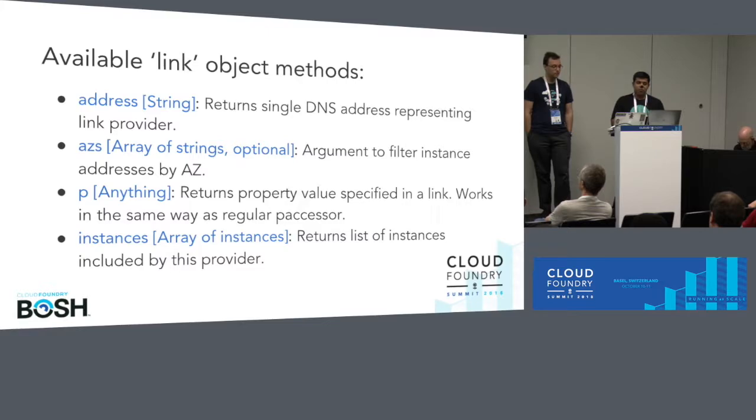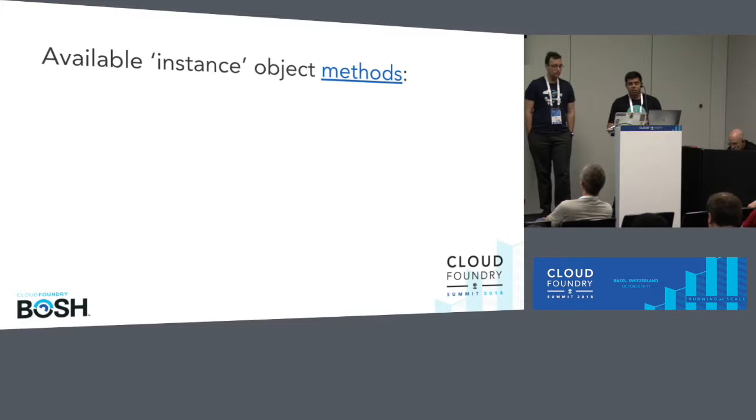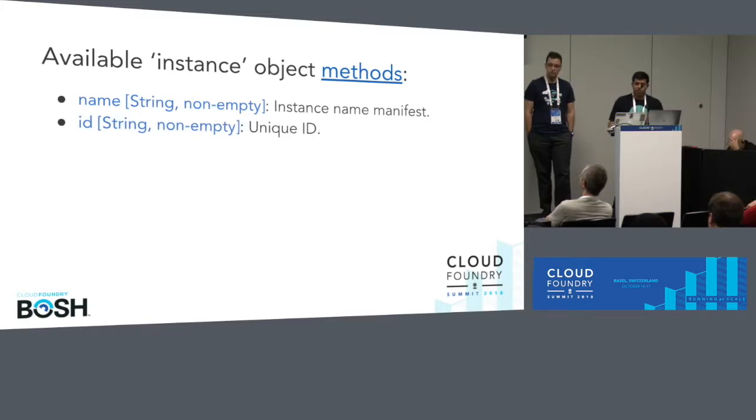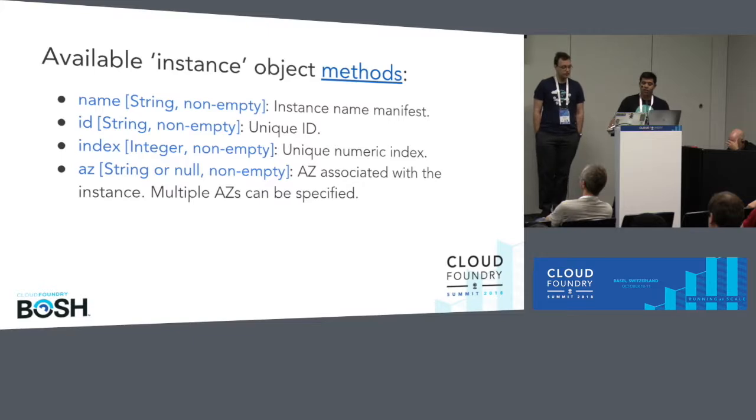Then there are properties associated with each link. If your link is providing multiple properties, you can query those properties based on the name of your property, and this will pull out your provider and extract the properties from it. And then you can also list instances associated with it. Each instance has some default properties, like the name, ID, index, and AZs. You can specify multiple AZs, so it can use them as an OR operator, and based on the AZs you have specified, it will give you one of them.